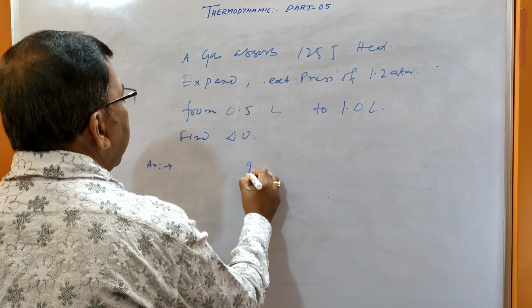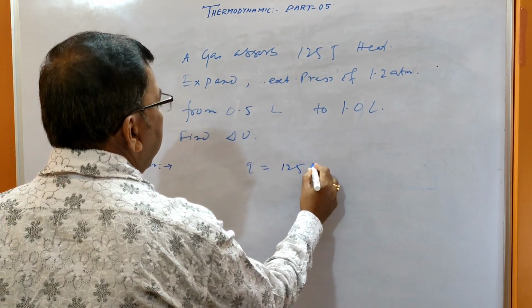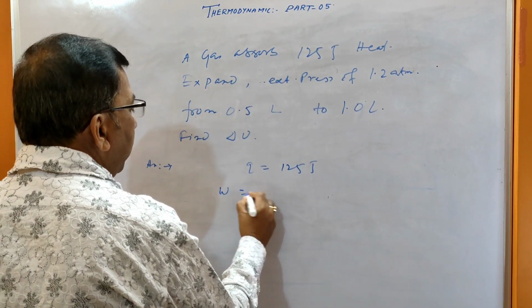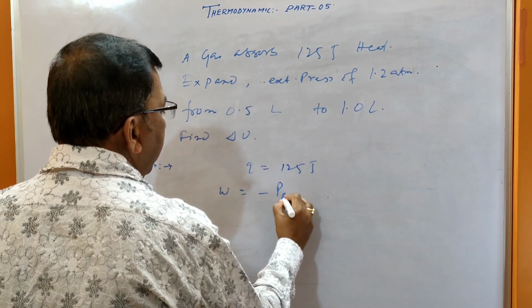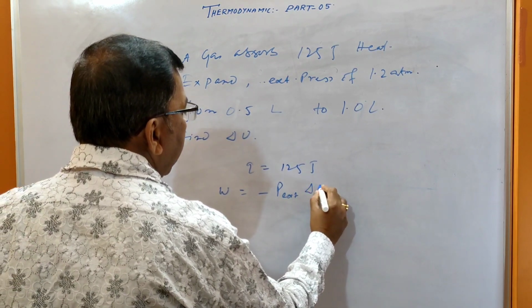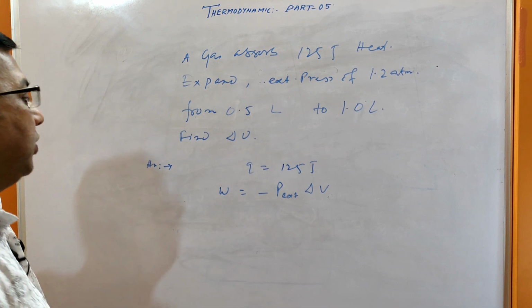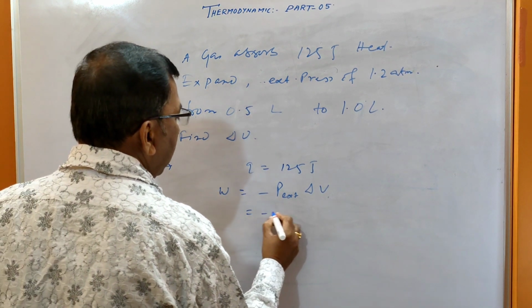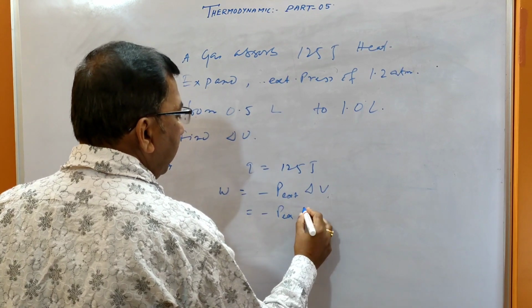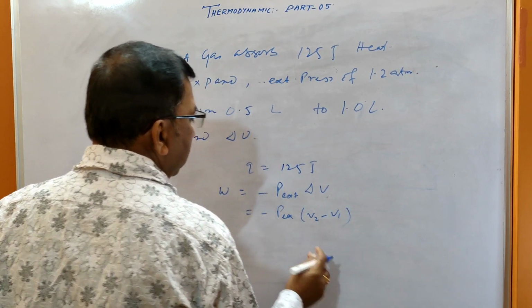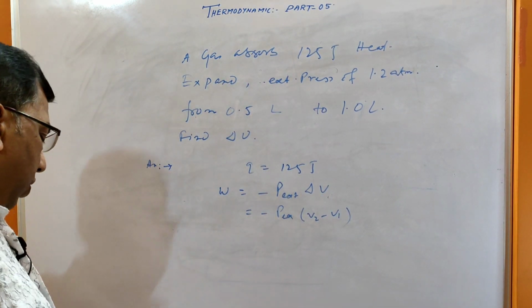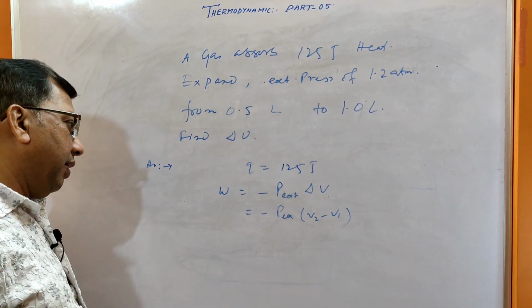Q equals 125 joule. Here W equals minus P external delta V. P external delta V you have to find out. How to find out the P external delta V? P external delta V means V2 minus V1. Delta V is V2 minus V1, you have to find out. And what is this P external delta V out here?